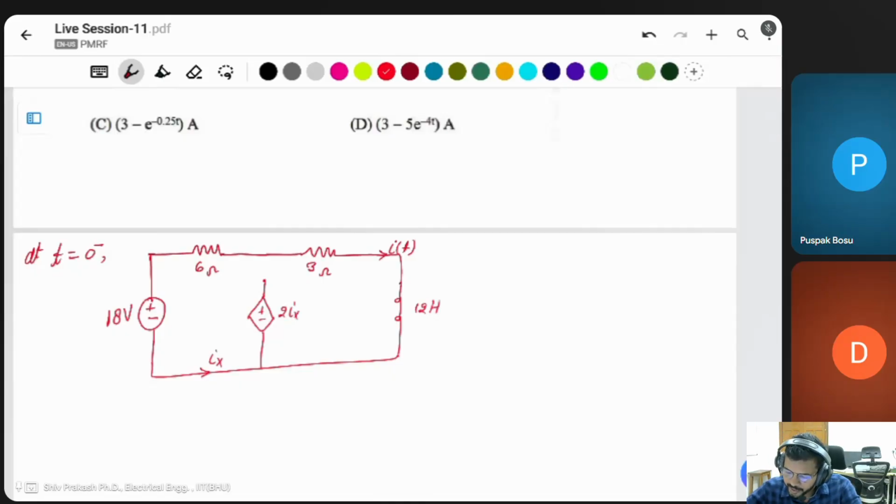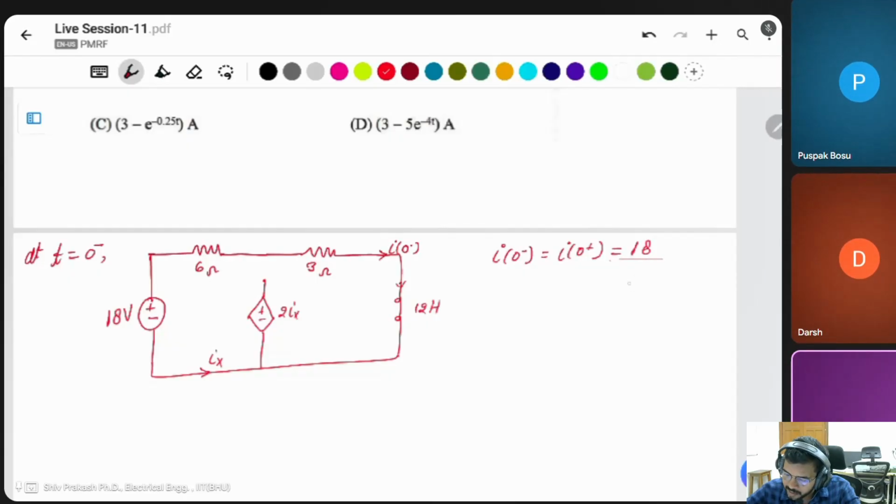In this case, we have to find the value of the current at 0 minus. And you know that the inductor current at 0 minus is the same as the inductor current at 0 plus. What is the current here? Both resistors are connected in series to the voltage source, so simply apply voltage source divided by total resistance, 6 plus 3 is 9, so 18 over 9, which is 2 ampere. The initial current of the inductor is 2 ampere. Then we have to find the final current.